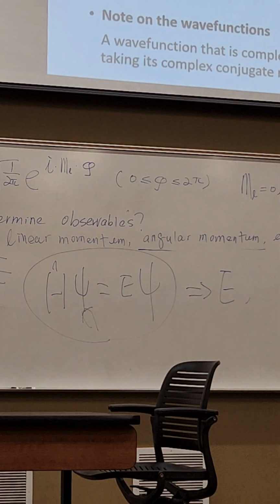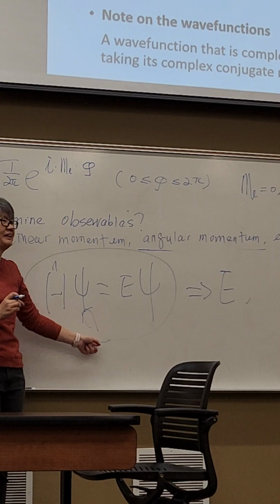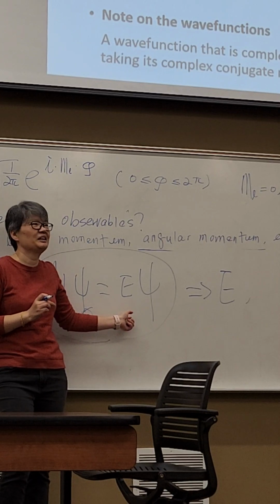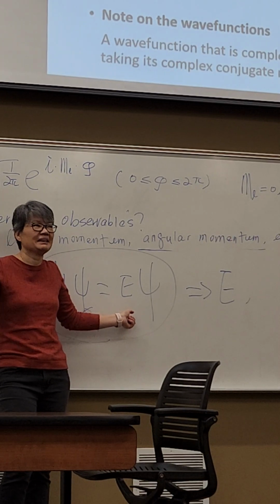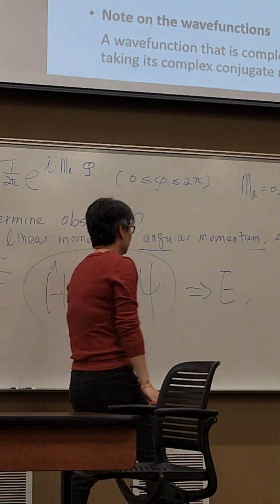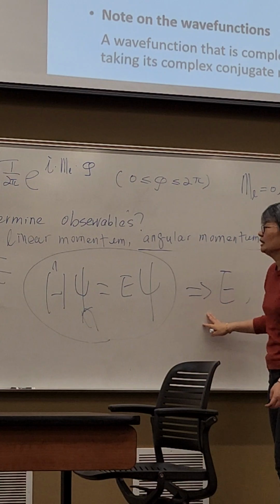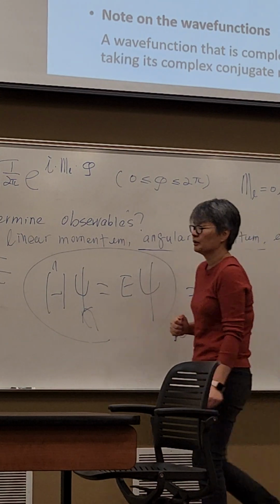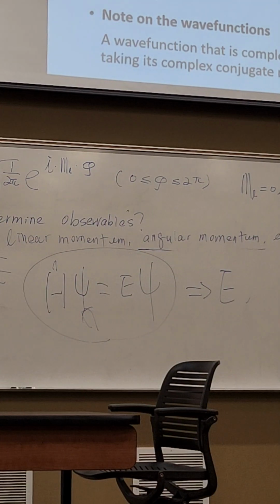Now you guys can try, plug it in, because the Hamiltonian operator operating onto the wave function really gives us the energy for the system. So it's the same as what we did for determining the angular momentum. That's how we determine the energy for the rotational motion on the plane.